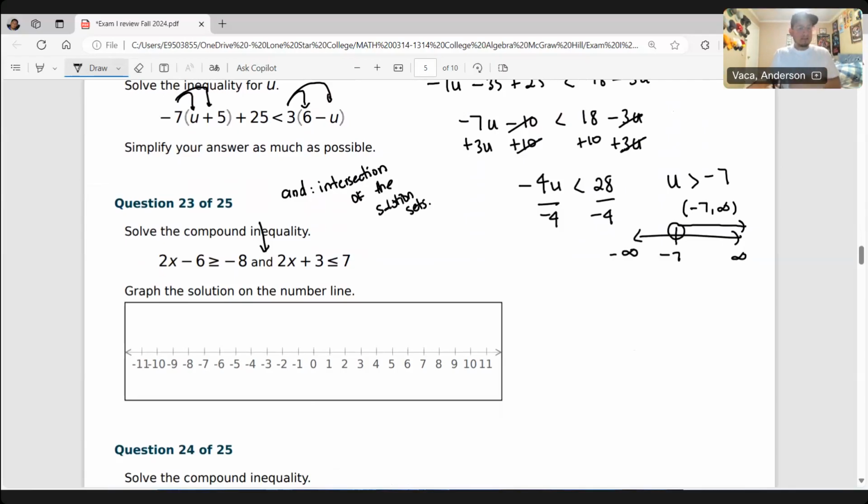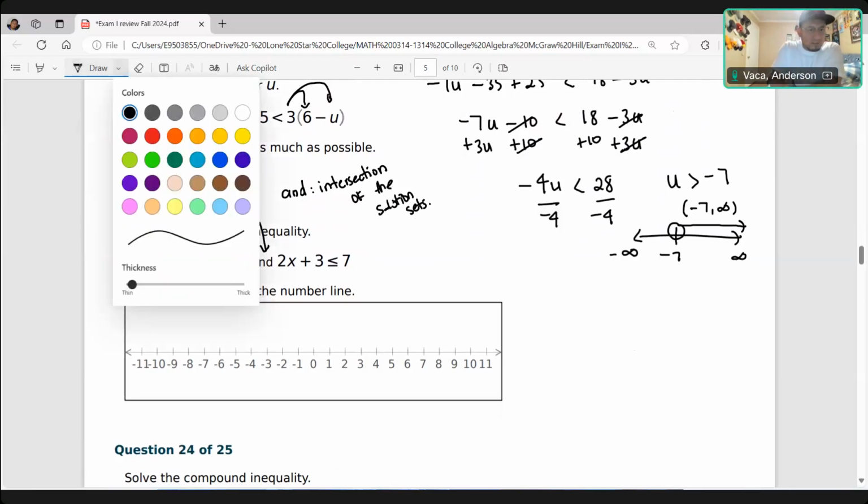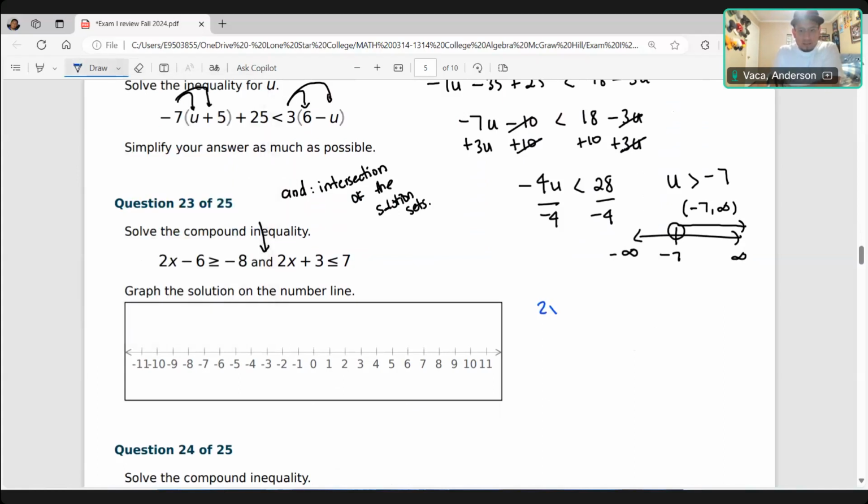So why don't we just get down to business, okay? Let me use two different colors. Let me use this blue for 2x minus 6 is greater than or equal to negative 8. So let me go ahead and do this now before I change ink. So plus 6, 2x is greater than or equal to negative 2. Divide by 2. X is greater than or equal to negative 1.